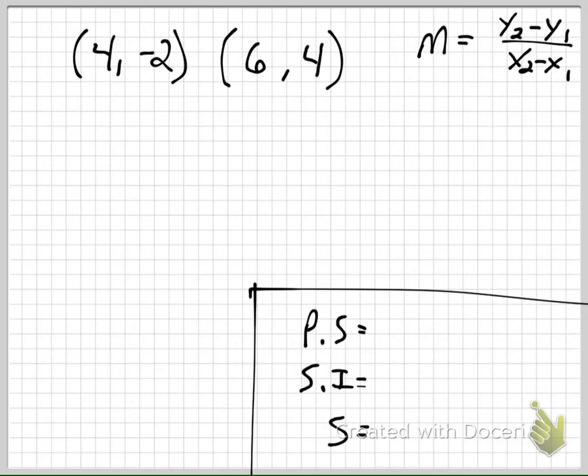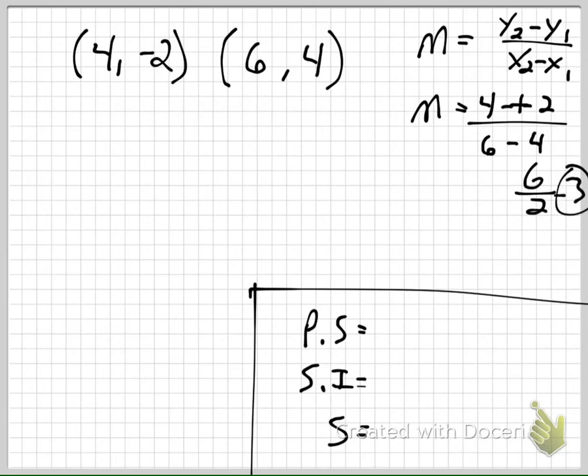Okay, let's do it. M equals, what is y2? 4 minus -2 over 6 minus 4. Plus 4 plus 2 is 6. 6 over 2 is 3. The slope is 3. Okay, so we can put that down here. M equals 3. Now that I have that, can I do point slope form?